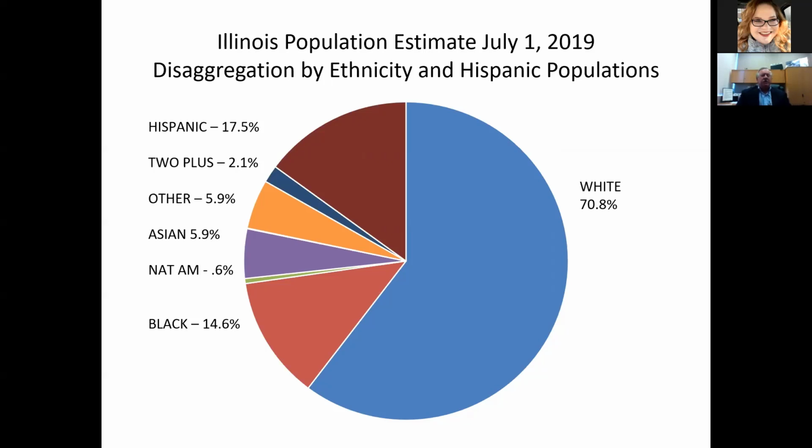And Hispanics, which is basically a cultural category, it is not an ethnic category, accounted for 17.5% of the population. Hispanics, when they check that category, are asked to check off one of the other 7 ethnic categories to indicate the nature of their ethnicity.